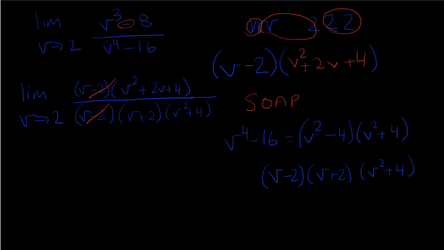So we have 2 squared is 4. 2 times 2 is 4. And we also have another 4 here. On the bottom we have 2 plus 2, that's 4, times v squared is 4 plus 4. So 4 plus 4 plus 4 is 12. Let's say 4 plus 4 is 8, times 4 is 32. Divide top and bottom by 4. We get 3/8 as our limit.